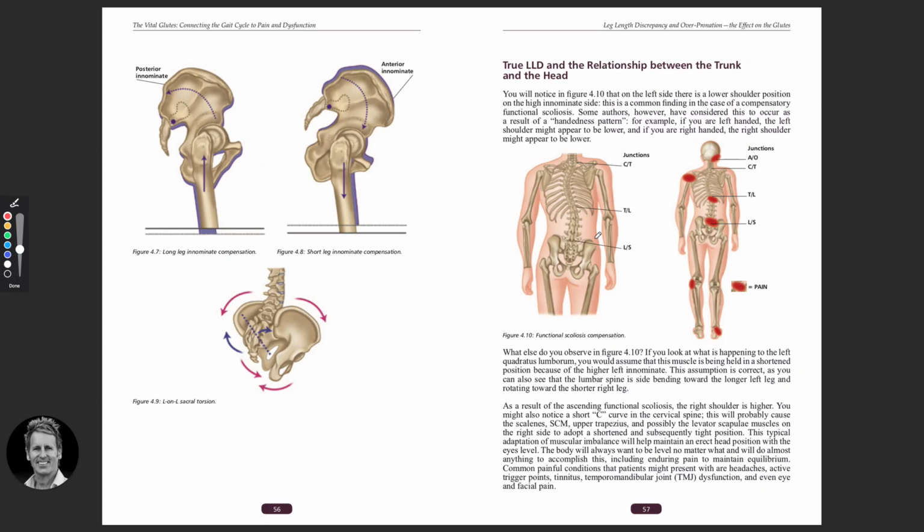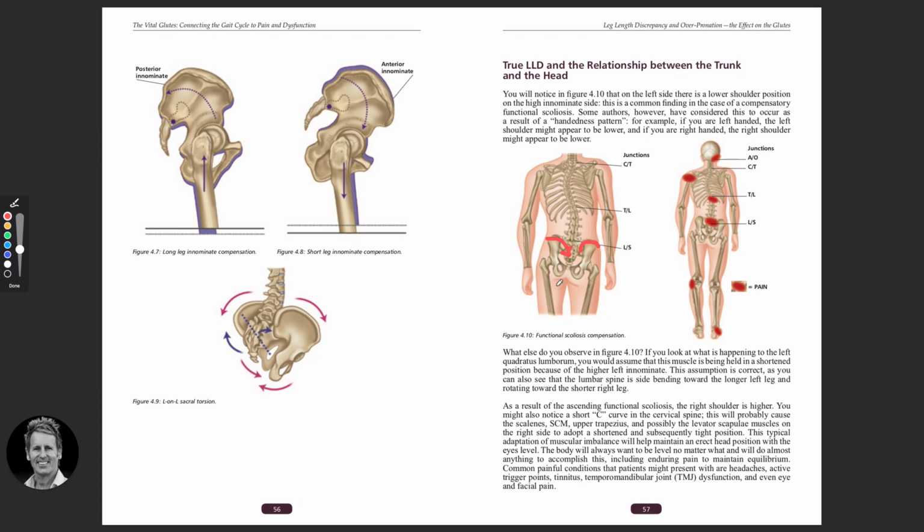Let's move on to this. So you can see here that we've got a high, low side. So the lumbar is going to side bend towards the long leg, and then it typically rotates towards the short leg. Okay, whereas the sacrum tends to rotate towards the long leg, and then side bends towards the short leg. So it's called a type 1 mechanics. Remember I was saying, so this tends to go back here, and then this tends to go forward as the compensation.